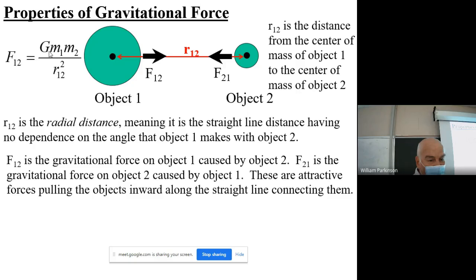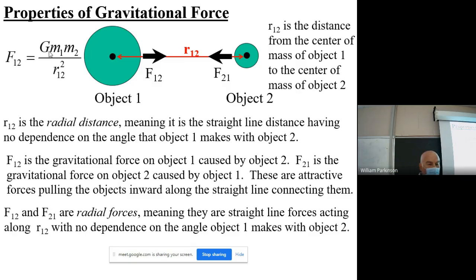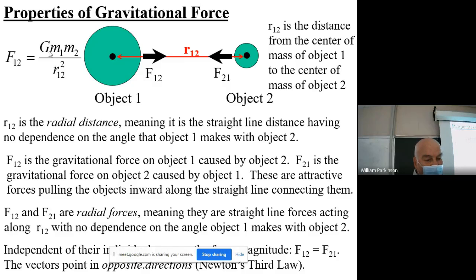Now, the other thing you should notice is that F12 and F21 are, I'm saying here, radial forces because they act on the straight line between the two. But the other thing that we should note is that they are equal to one another. F12 equals F21. They have exactly the same magnitude. What is this saying? That the bigger object is pulled by the smaller object with exactly the same force that the smaller object is pulled to the bigger object.